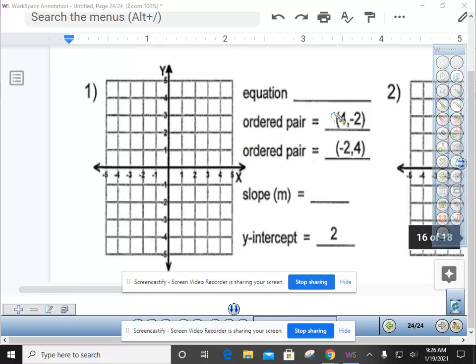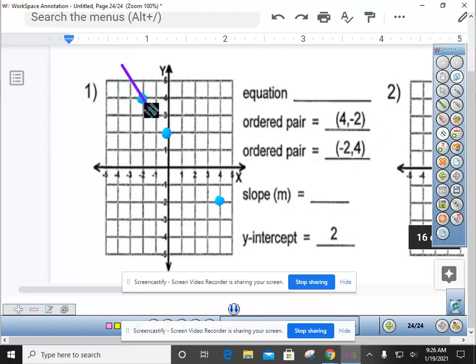So let's do ordered pair number 1. That's 4, negative 2. 4, and then which way do I go? Down 2. And let's plot the other ordered pair. Which way do I go? To the left, and then I go up 4. So I'm right here, right? And then what's a y-intercept? So now we actually have 3 spots to connect the dots, right? So that should be easier. Yeah, it is going to be easier.